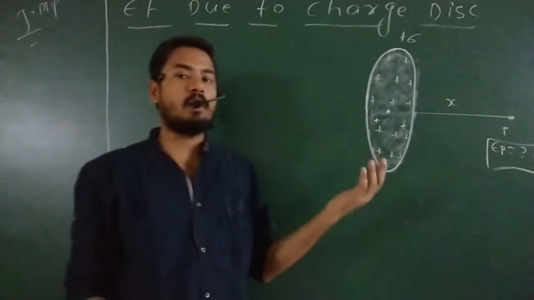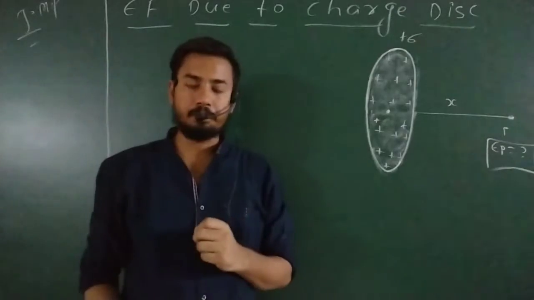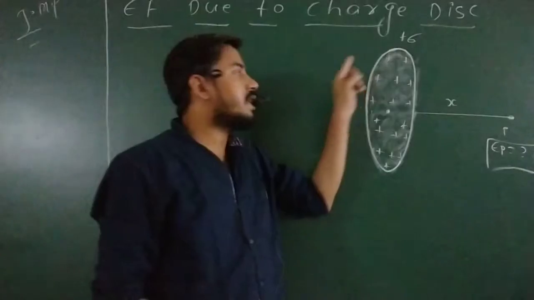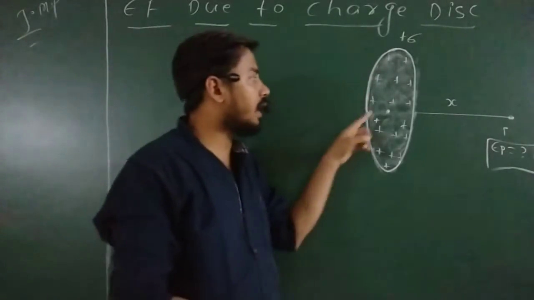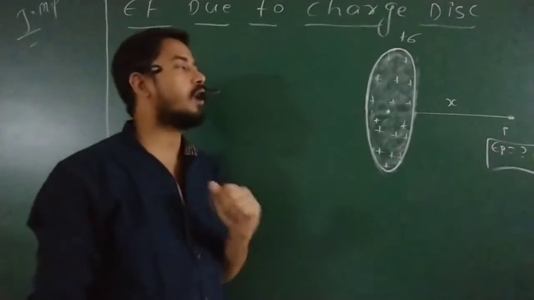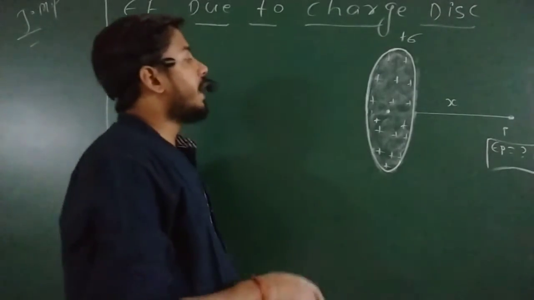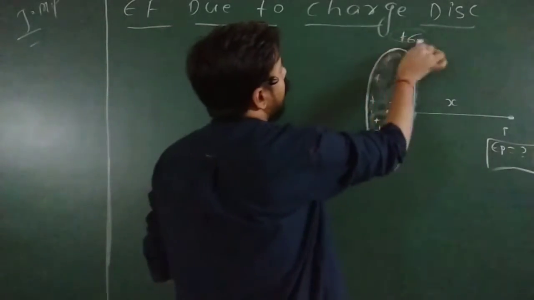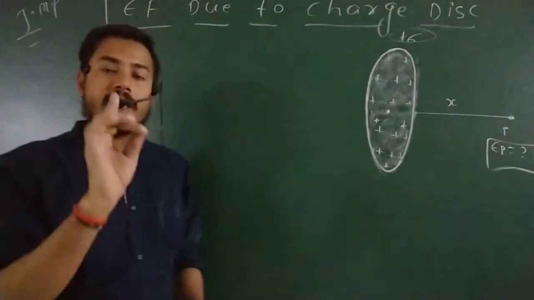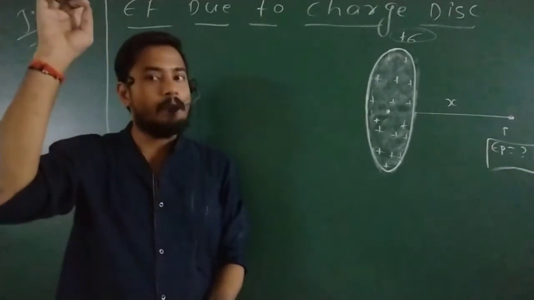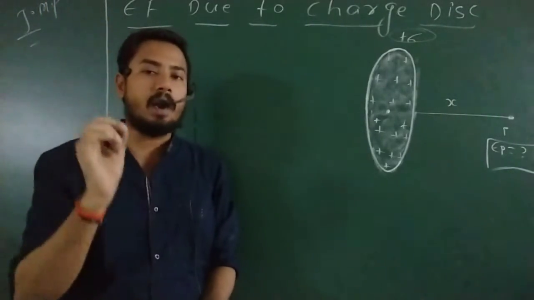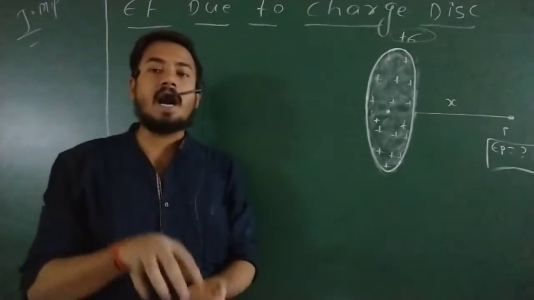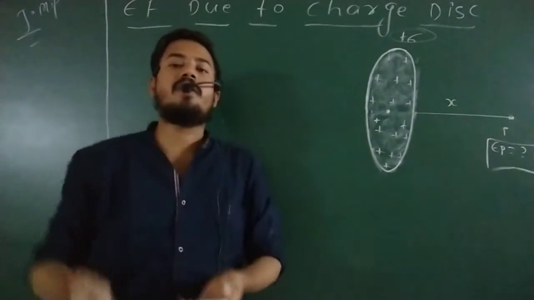Same as the ring. But we know that in the case of a ring, charge was only on the line. Getting my points? Okay, so how can we calculate? First of all, see, here sigma is given. Sigma means surface charge density, because the ring has only length. In the previous lecture we assumed lambda, but right now this is a disk, so the charge will be spread over the surface area.